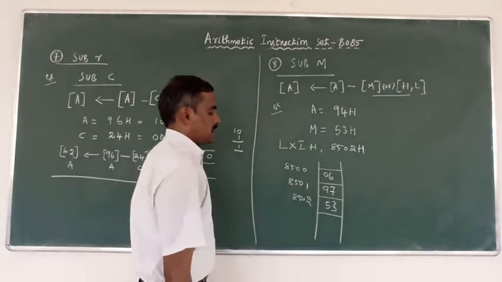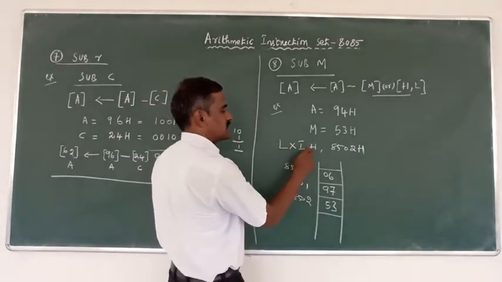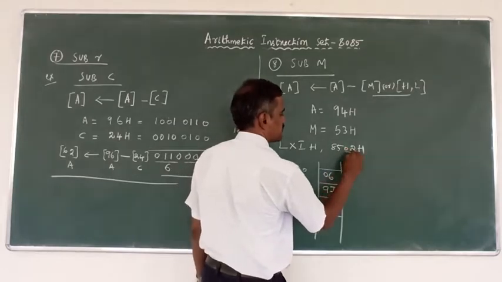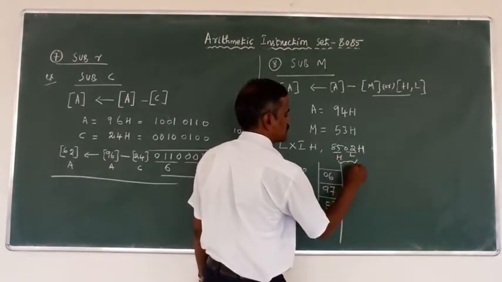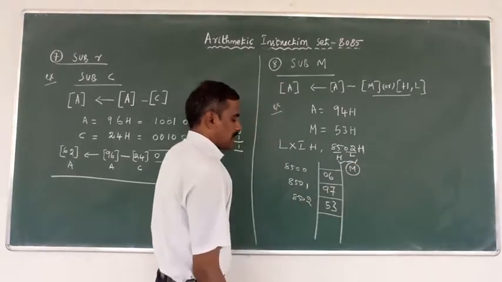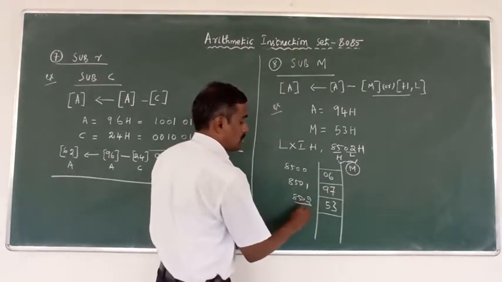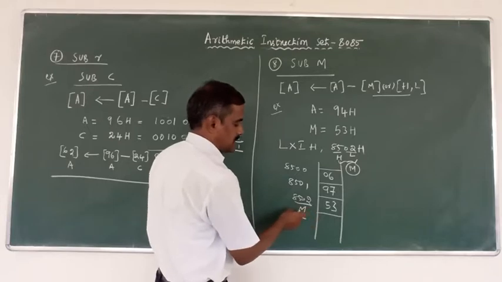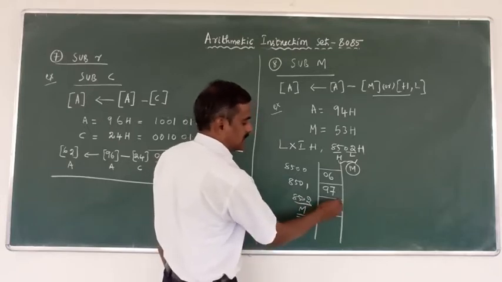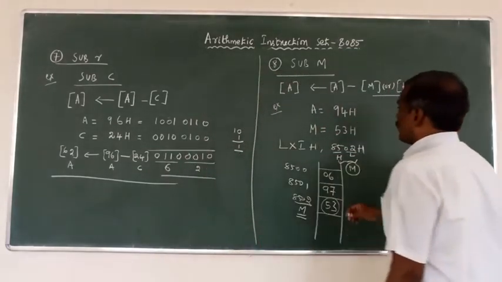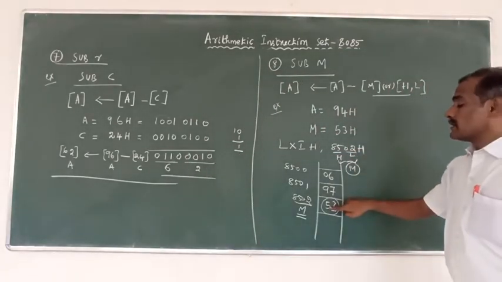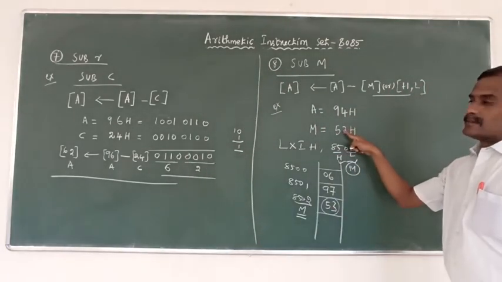Okay. Now LXI H, 8502 means this is for the L register and this is for the H register. These two represent the memory. Now 8502 is called the memory address. In this address location, the data will be 53. Now subtract the accumulator data with the memory address location data. Okay.